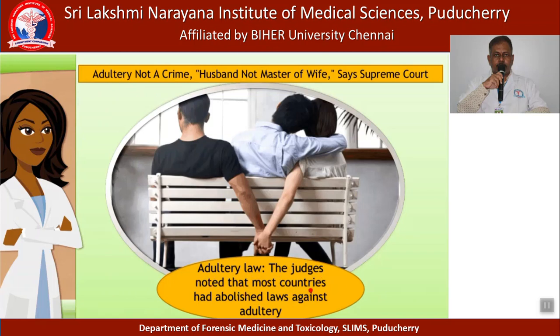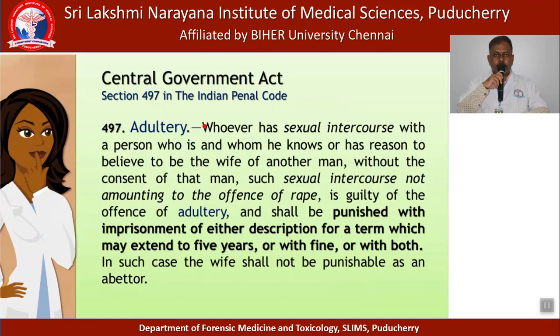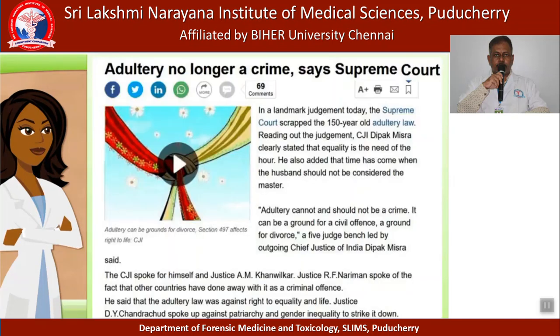On the adultery law, the judges noted that most countries have abolished the law, but not India. In this case of adultery, a woman, a wife, is married, so she is not punished. In such cases, the wife shall not be punished as an abettor. We will deal with this in the next class and next term; we have a detailed class on adultery.